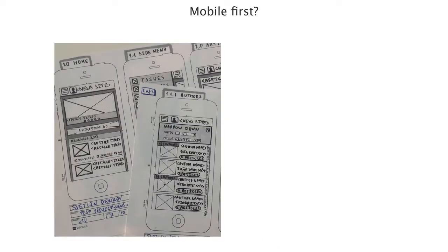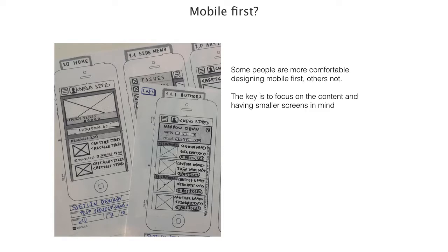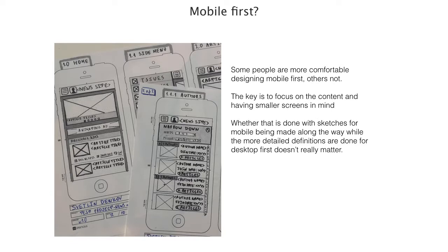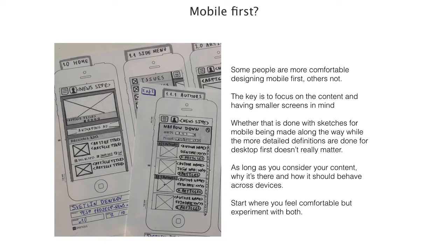So a lot of talk is about, do you design mobile first? Do you design desktop first? Some people are more comfortable designing mobile first, others aren't. The key is to focus on the content and having a smaller screen in mind. Whether it is done with sketches for mobile being made along the way while more detailed definitions are done for desktop first doesn't really matter, as long as you consider your content and why it's there and how it should behave across devices. Start where you feel comfortable, but experiment with both.